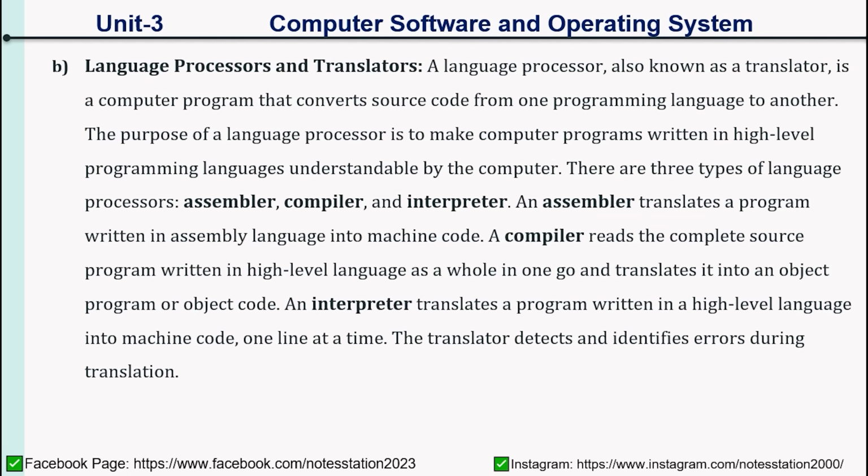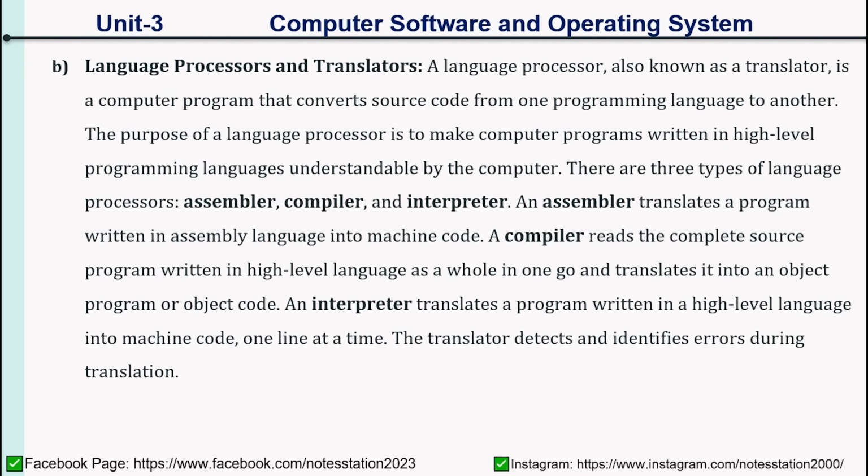Language processors and translators. A language processor, also known as a translator, is a computer program that converts source code from one programming language to another. The purpose of a language processor is to make computer programs written in high-level programming languages understandable by the computer. There are three types of language processors: assembler, compiler, and interpreter.